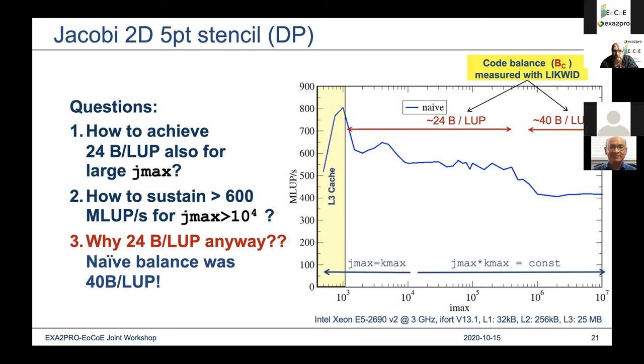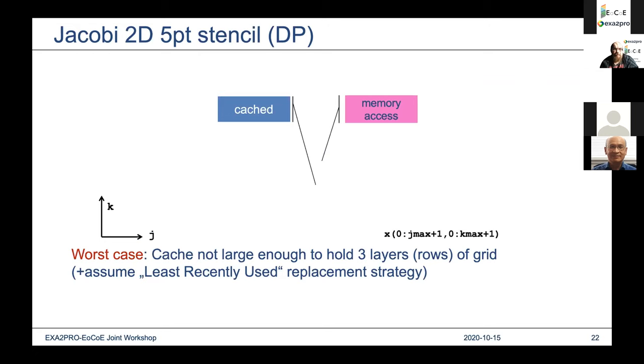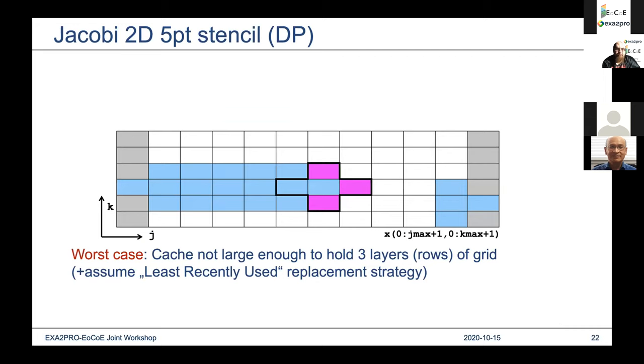The L3 cache extends to here, so it's quite long. After the L3 cache, we can still maintain a high performance before dropping down to these 400 megalattice updates per second. This one is strange.